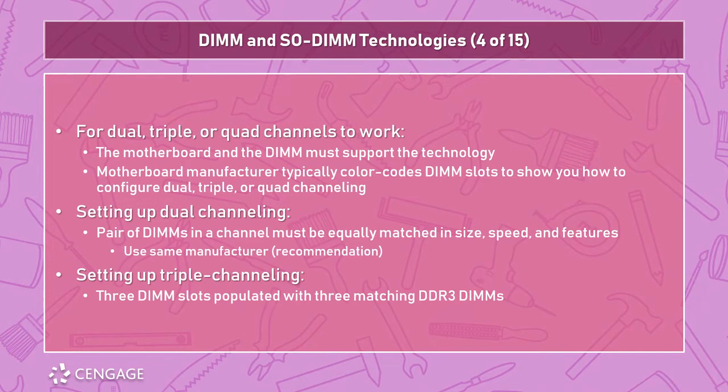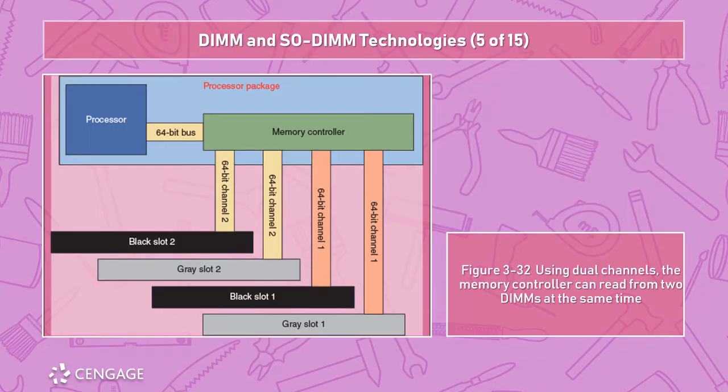manufacturer. If we don't, they will run at the fastest speed that both of them can support, which means that if you have a really fast stick and kind of a moderate stick, they're going to run at moderate speed. Triple channeling also has to have the same matching, and again, remember, we can only use 3 sticks or multiples of 3, so 3 or 6.